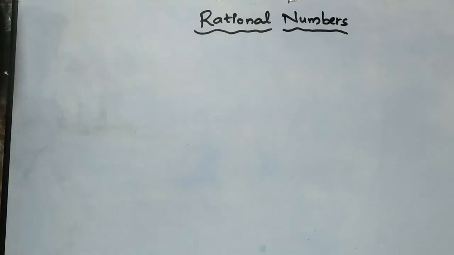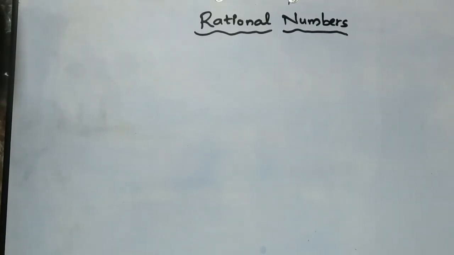Yes, and we have constructed a new number system which included integers and in which all the divisions could be carried out. So the numbers that we created were called rational numbers. Friends, the word rational is derived from the word ratio. So let's see what its definition is.